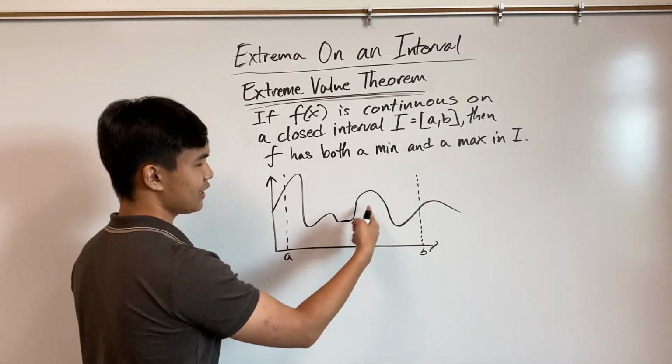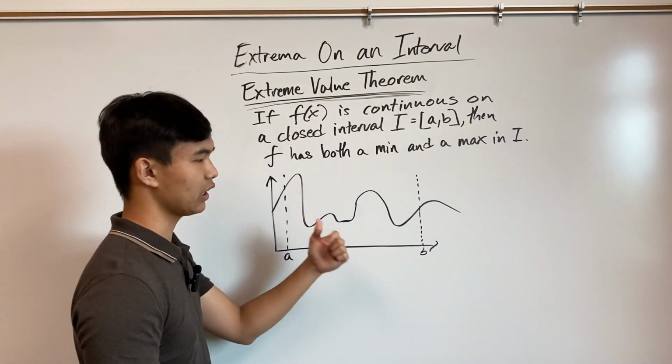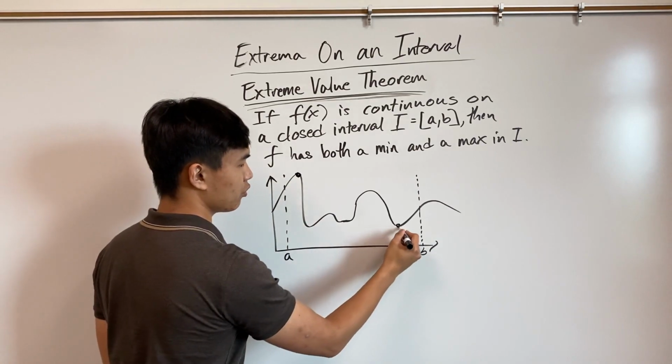We can see that this function is continuous, so that means the extreme value theorem applies, meaning there is a highest point and a lowest point on the graph. The highest point would be here, and the lowest point would be here.